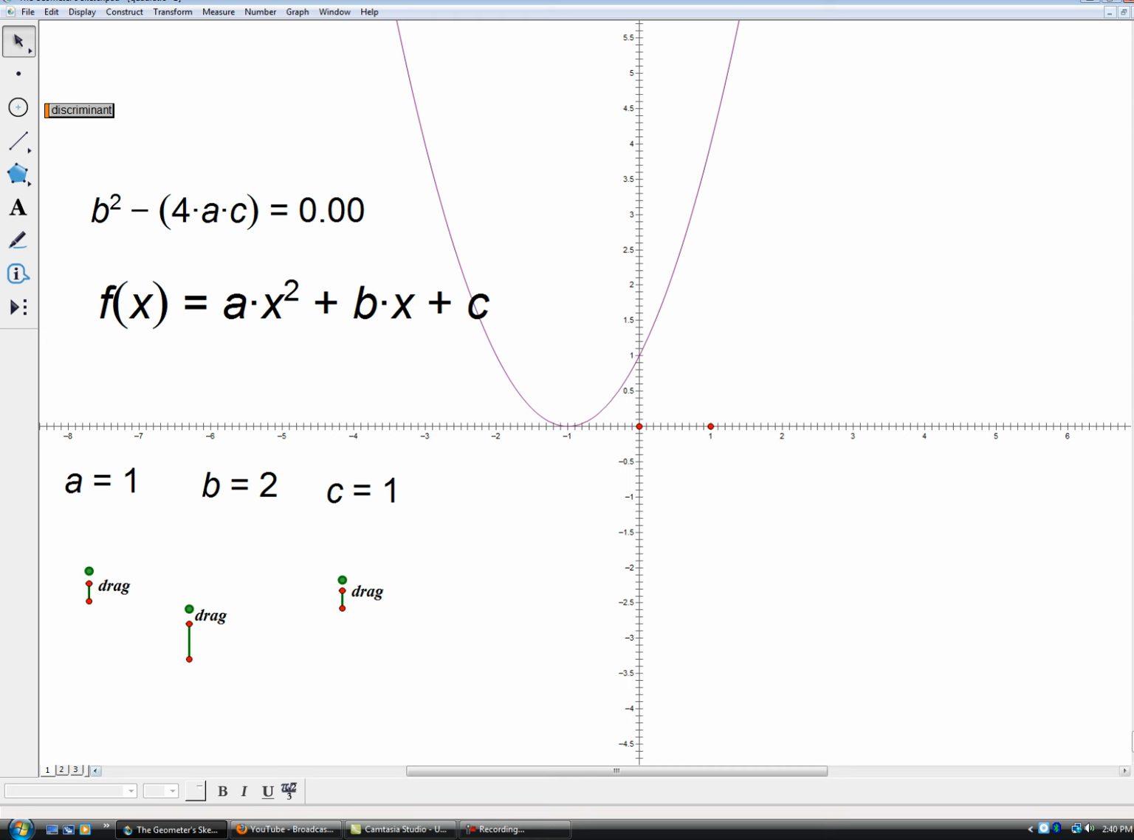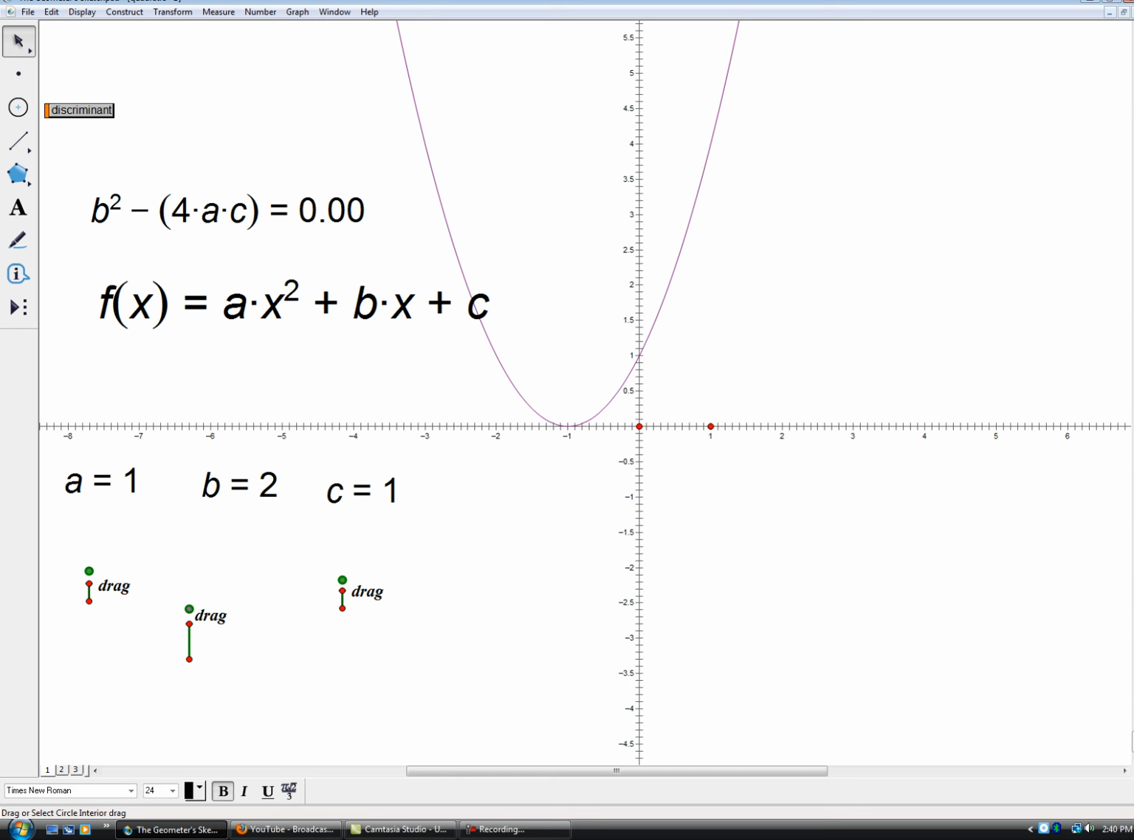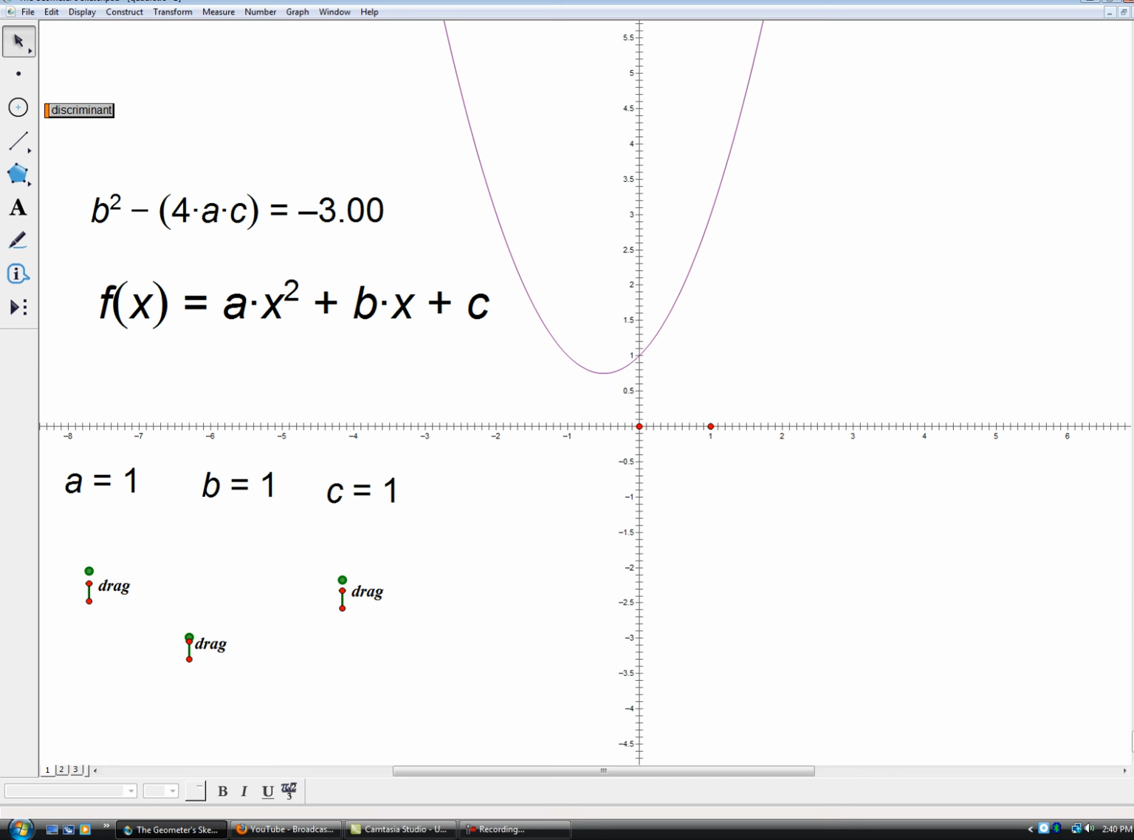And our third case is when our discriminant is negative. In this case, we will have two imaginary roots, and our parabola will not intersect the x-axis. And we can achieve that, here we go, by making b equal to 1. And now we can see that the discriminant is negative 3, and we do not have any intersections with the x-axis, meaning that there are no real roots. There are only imaginary roots, and you would use the quadratic formula to find those.